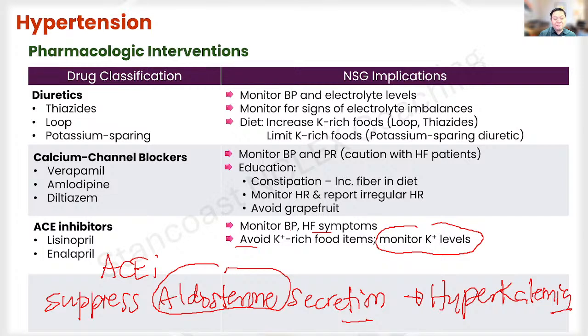Especially if they have other comorbidities, let's say renal failure, wherein there is going to be difficulty in getting rid of the excess potassium in their body. This is very important. Okay, make sure that they're avoiding intake of excessive potassium food items. Let's get to the next.